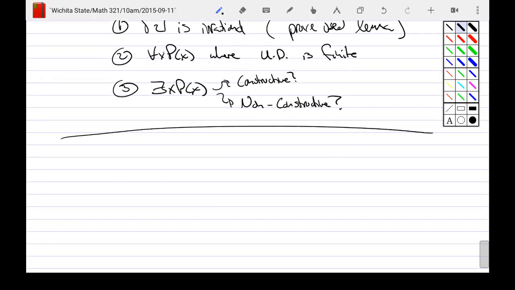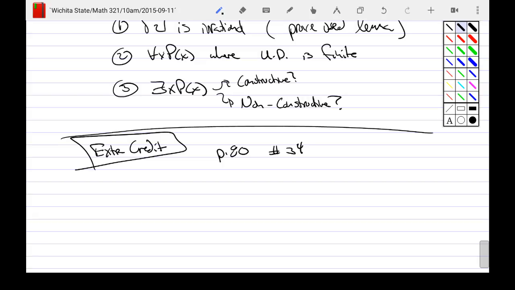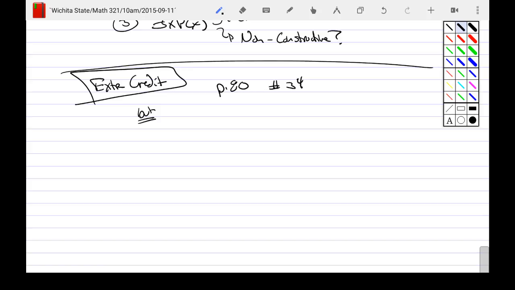All right, the extra credit is going to be on page 80. It's going to be number 34, except with a couple of changes. One, you won't do that whole 34A to 34E, right? There's what, 1, 2, 3, 4, 5. There's 5 subproblems to 34. It's a star problem, it's difficult, right?